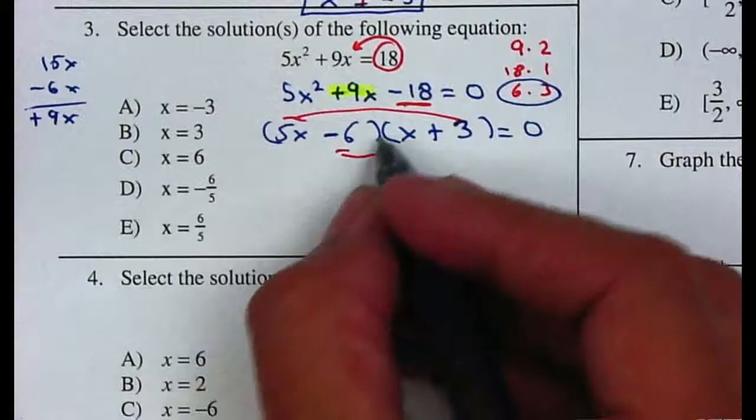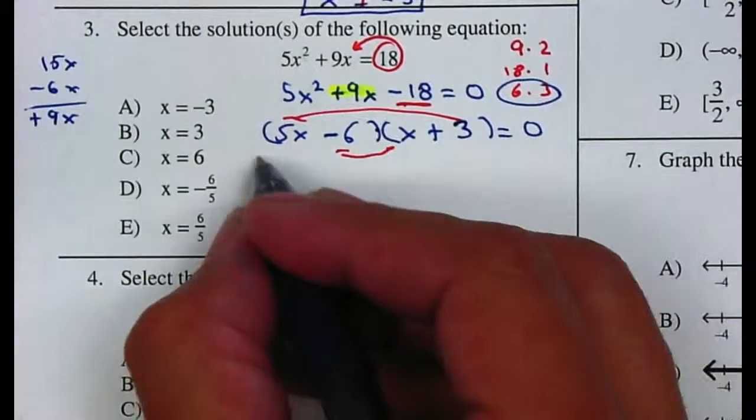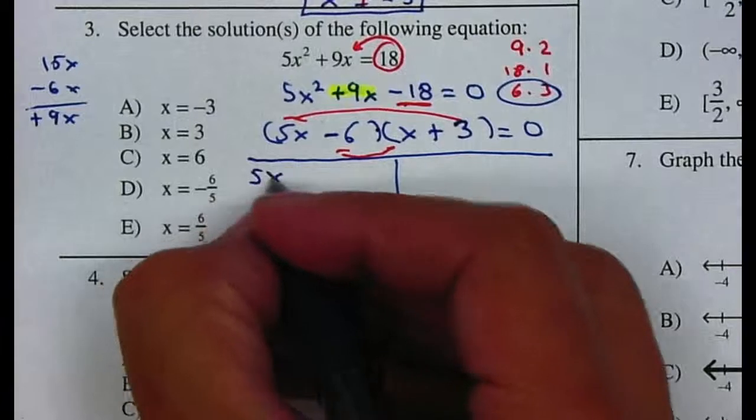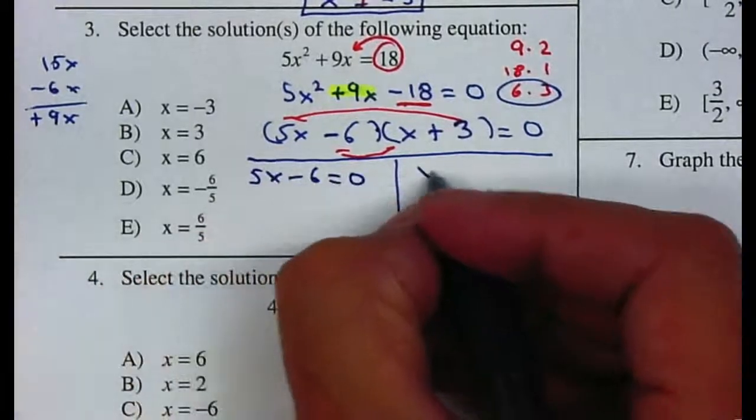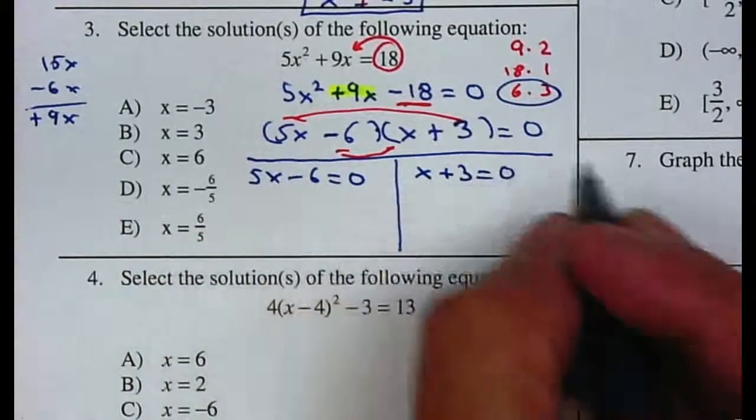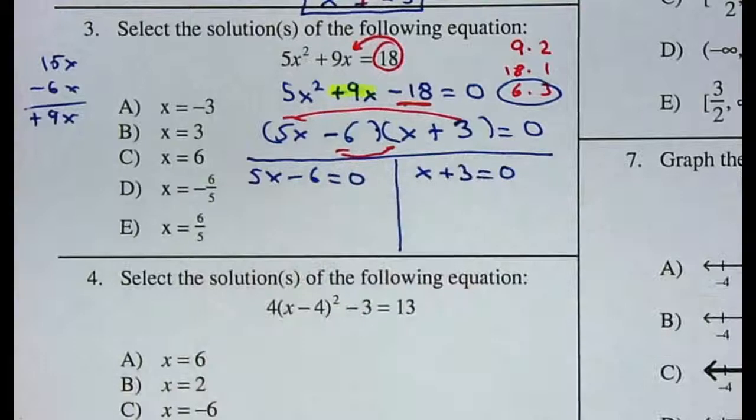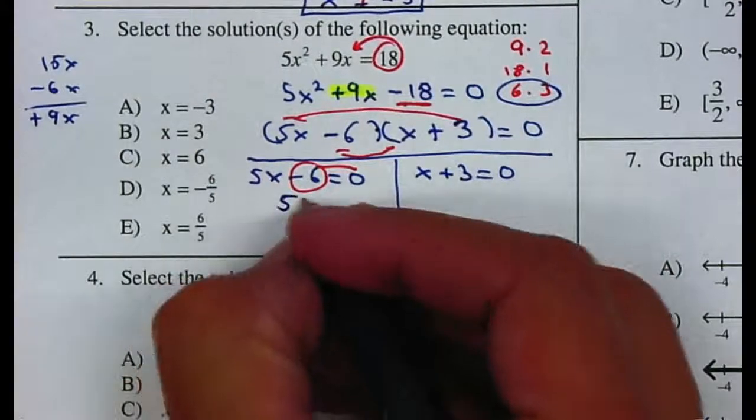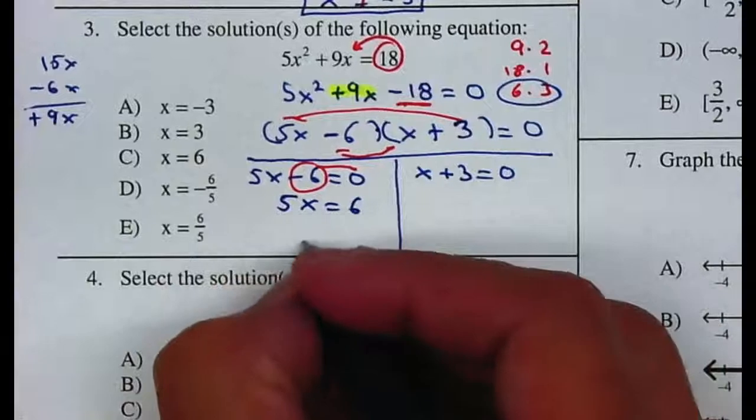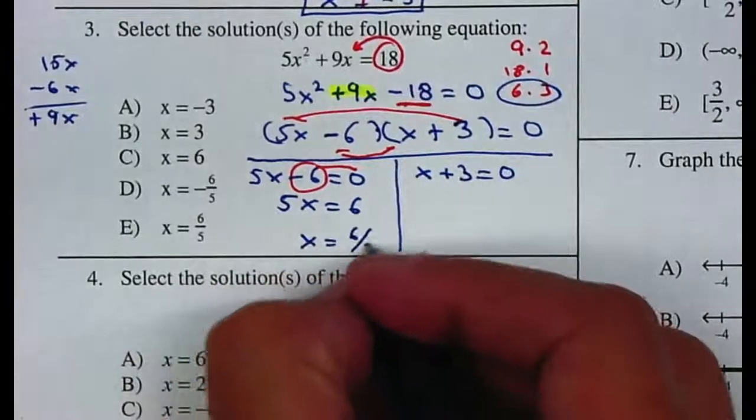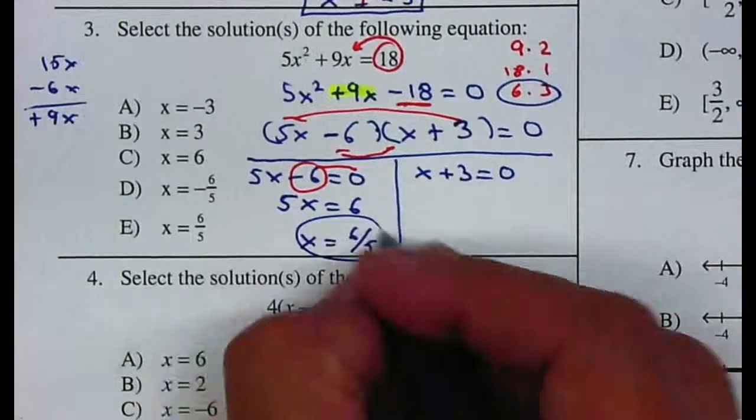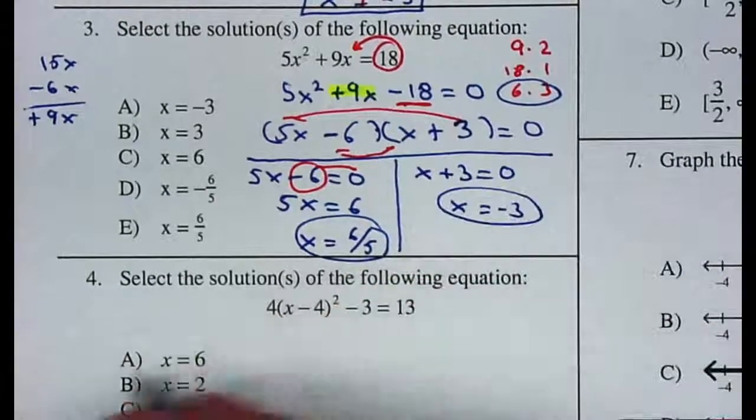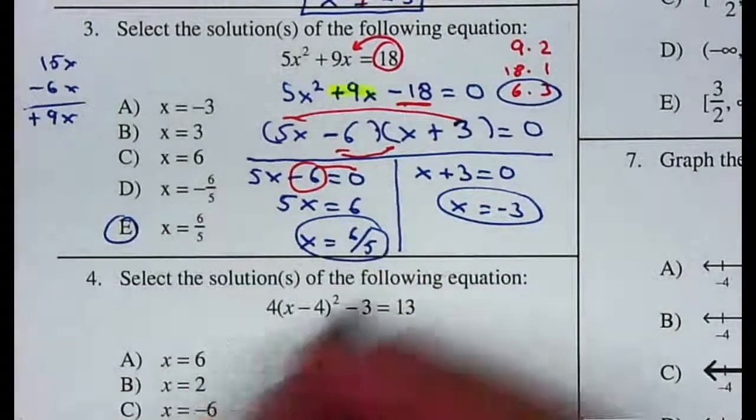From there, because they're multiplying and they're equal to 0, I can use my zero product property. So I can place my 5x minus 6 equal to 0 or x plus 3 equal to 0. I know that at least one of them will have to be equal to 0. Move my 6 to the right because it's positive 6. Divide by 5 on both sides, so x equals 6 over 5. Move my 3 to the right, so it becomes negative 3. So my answer will be letter E and letter A.